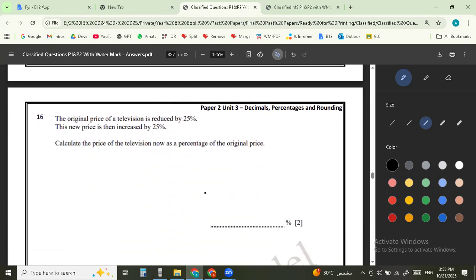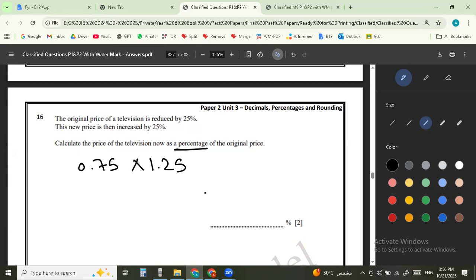The original price of a television is reduced by 25%. This new price is then increased by 25%. Calculate the price of the television now as a percentage. So they want the multiplier of the compounded percentage. Reduced by 25% means 0.75. But here they want also times increased by 25%, times 1.25. Mister, they want a percentage. Okay, that's a different story.